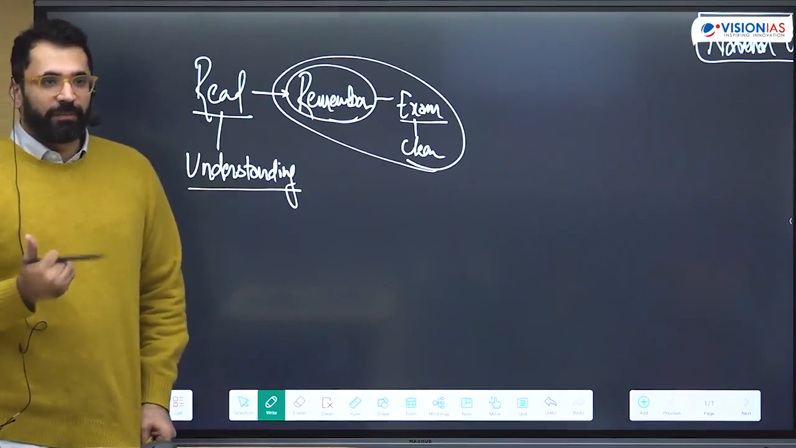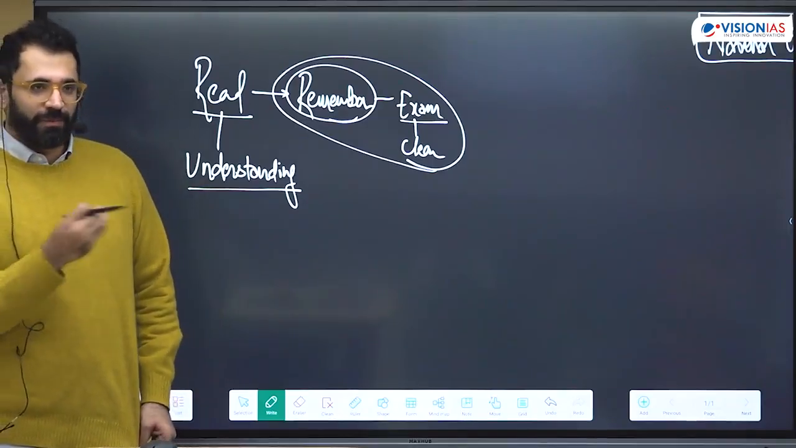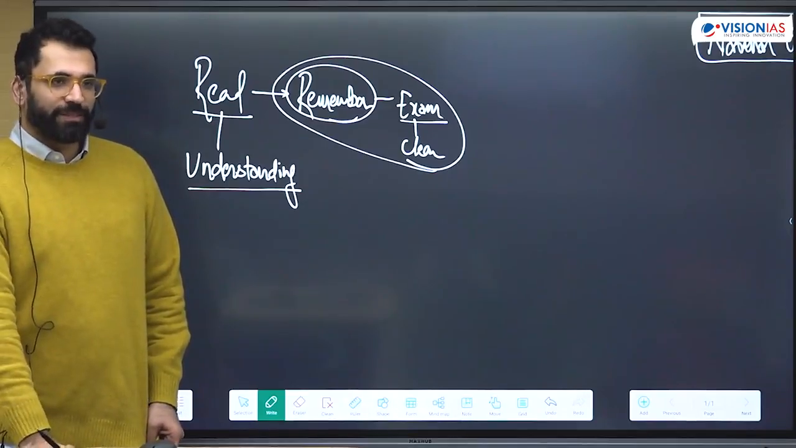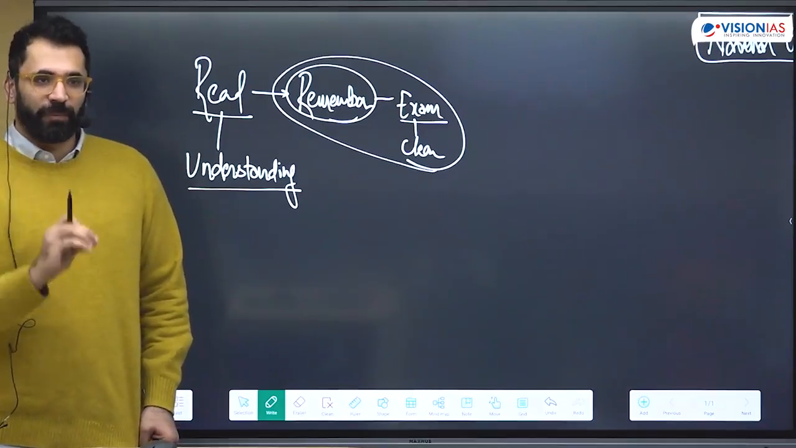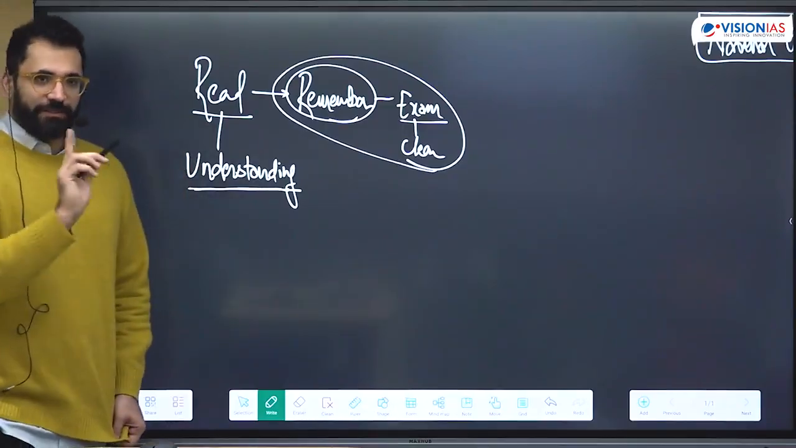You would not require a lot of time. So someone who has developed this ability of understanding right from scratch, from the primary education levels, they won't require a lot of effort to clear this exam because they always understand things. They don't rote memorize it. Now, understanding is not where the game ends. Understanding is the first part of it.